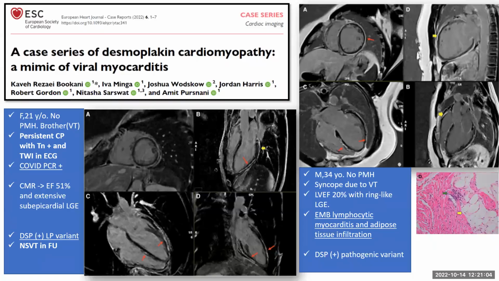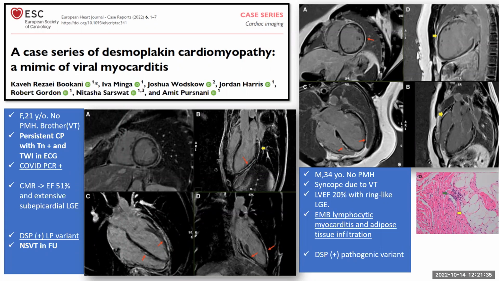Here we have two examples. On the left, there is a 21-year-old girl presenting with acute chest pain, a troponin elevation in the context of a COVID infection. She had mildly reduced ejection fraction, but as you can see, extensive LGE in CMR. Due to the concern in family history, a genetic test was ordered that came up positive for a likely pathogenic variant in a desmoplakin gene. She later had a non-sustained VT in follow-up.